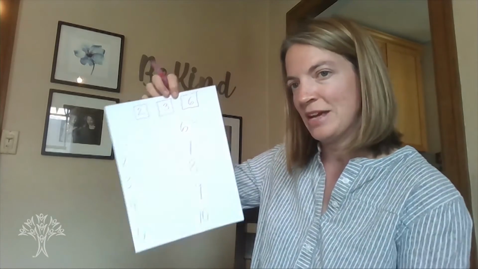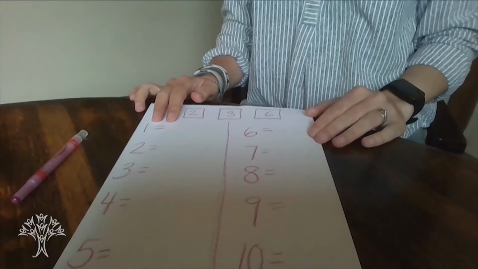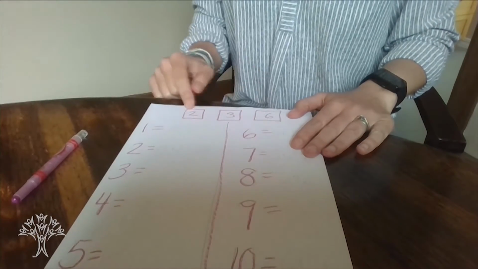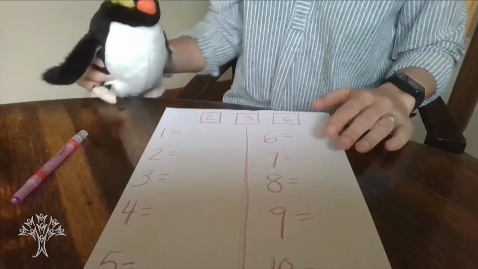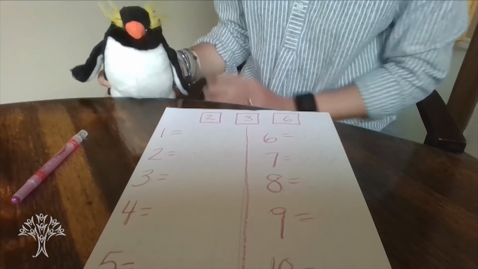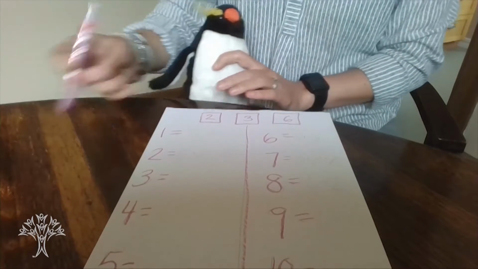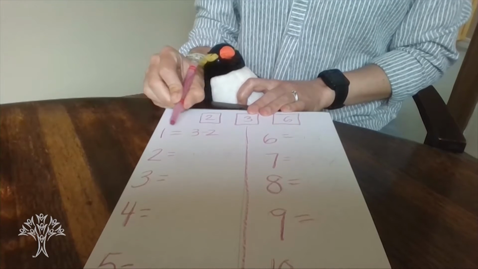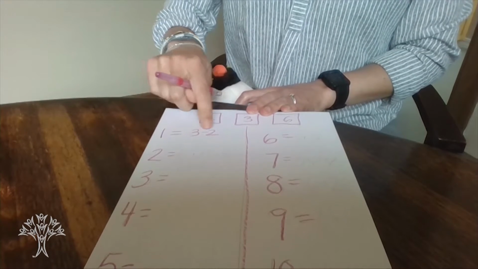So I'm going to lower my camera down and we're going to play together so that you can see what I'm thinking. And our rock hopper penguin is going to help us with this too. All right, so here you see I have my 2, my 3, and my 6. Those are the numbers that I'm going to use. So I'm wondering, which equation can you build? Oh, what was that? He sees right away. Oh my goodness, you could take a 3 and subtract a 2, and that equals 1. So 1 equals 3 minus 2.